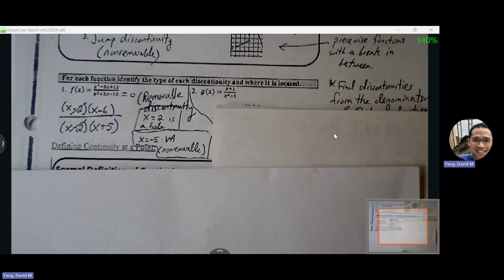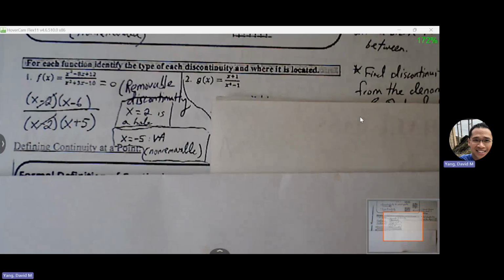Okay, try number 2. See if you can factor all the way. Whatever denominator cancels out would be the location of the hole, the removable discontinuity. And any denominator factor that does not cancel out with a numerator will indicate to you where there's a vertical asymptote.